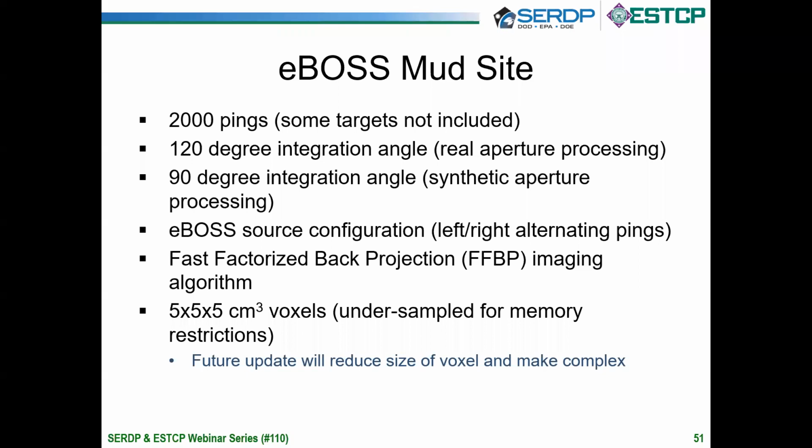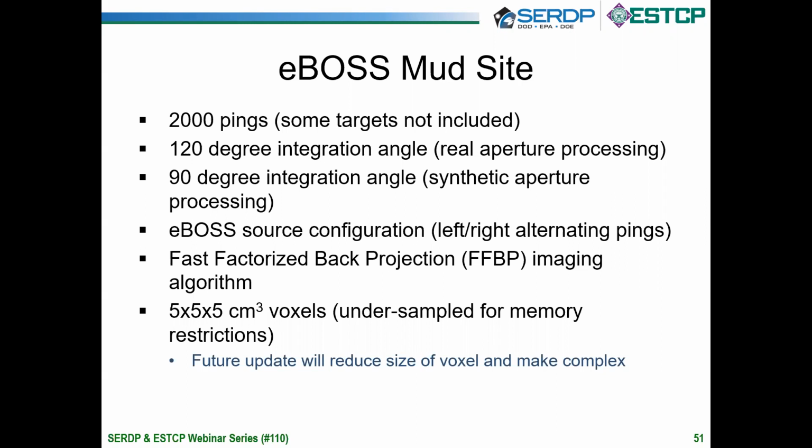So the EBOS, again, is the low frequency sonar, and I'm going to consider the mud site. There's 2,000 pings in a data set. We can get 120 degrees of integration angle, and that's real aperture. That's the cross range. We get 90 degrees of integration in the synthetic aperture processing. So as we move forward in space, we are creating synthetic aperture images in the along-track direction.